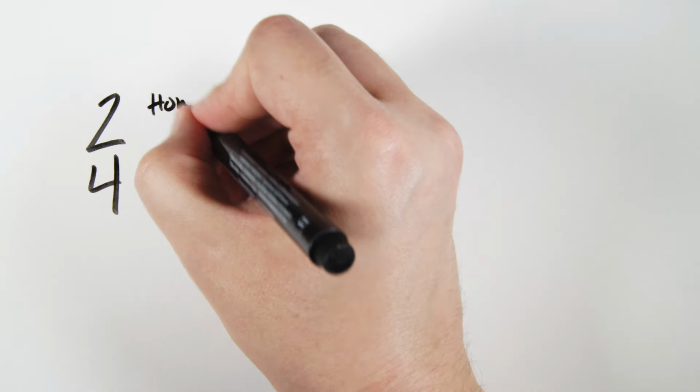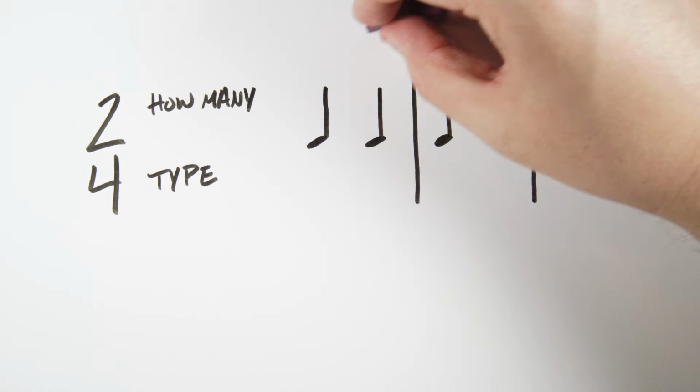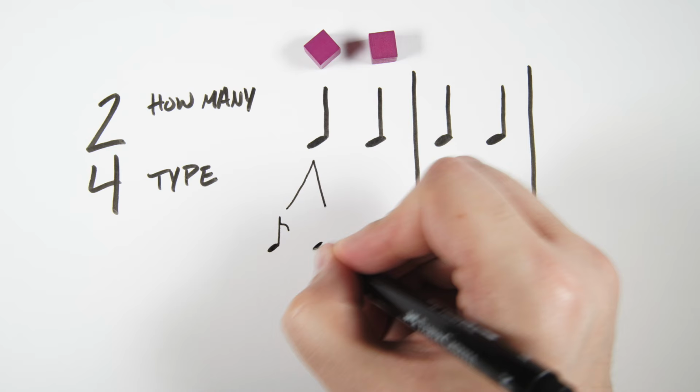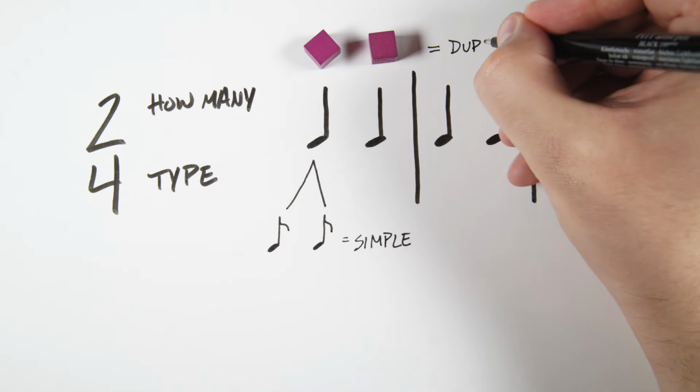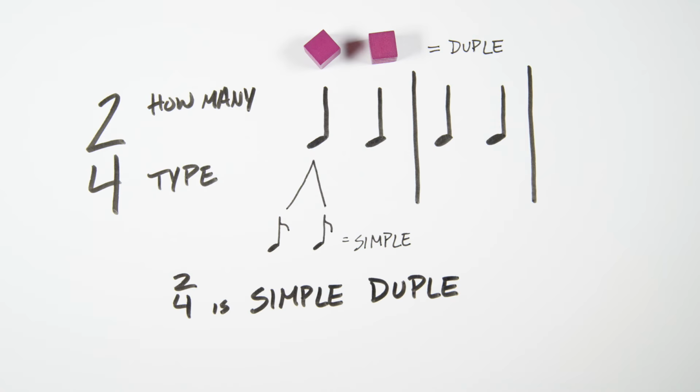For example, in 2/4 time, the top number tells us that there are 2 notes per measure, and the bottom number tells us that they are quarter notes. This is a duple meter because there are 2 beats per measure, and since the beat, in this case a quarter note, can be divided equally into 2 parts, this is a simple meter, so we can say that 2/4 is a simple duple meter.